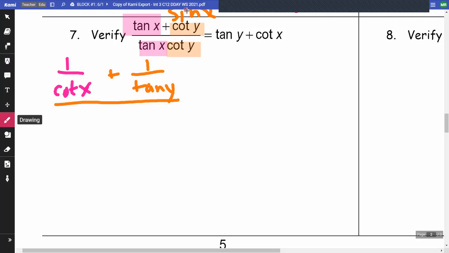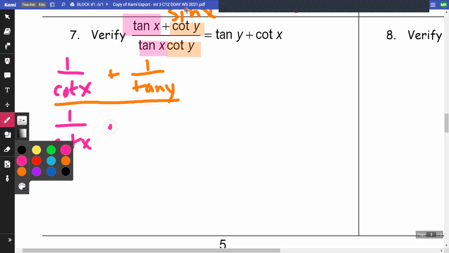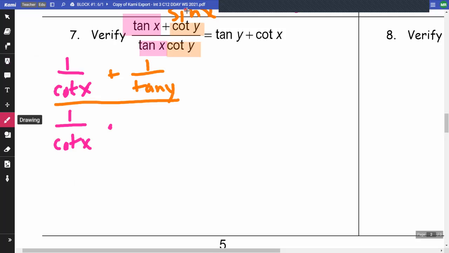And on bottom, I'm going to have the same idea. So I'm going to have 1 over cotangent x, but these aren't adding this time. These are multiplying. Okay. And so my cotangent y is going to be 1 over tangent y.